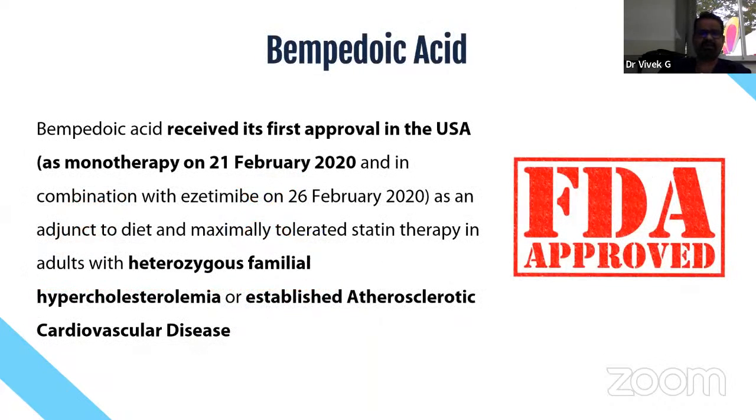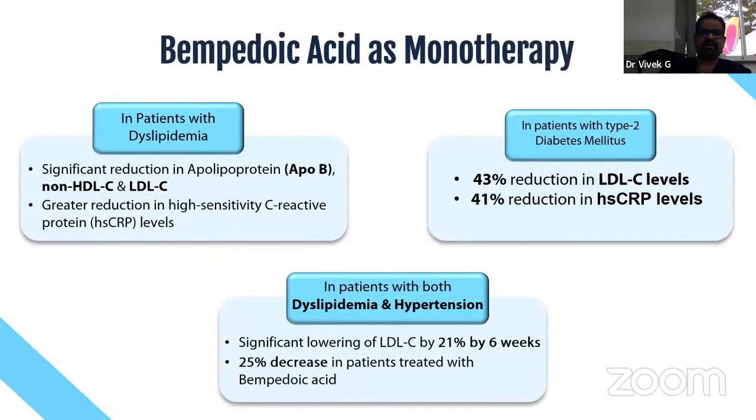So the first approval in the USA as a monotherapy was quite recent, just 2 years ago. It was around February of 2020, and as a combination with ezetimibe, which has a different mechanism of action, decreases absorption. So the combination of bempedoic acid and ezetimibe was again approved in February of 2020, as an adjunct to diet and maximally tolerated statin therapy, especially in patients with heterozygous familial hypercholesterolemia, or in patients with an established atherosclerotic cardiovascular disease. So it's a new drug, and for an old indication. So that's how I would put it.